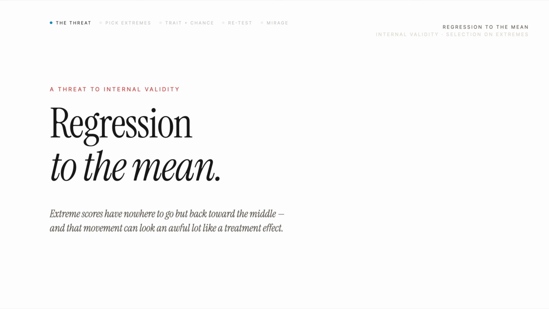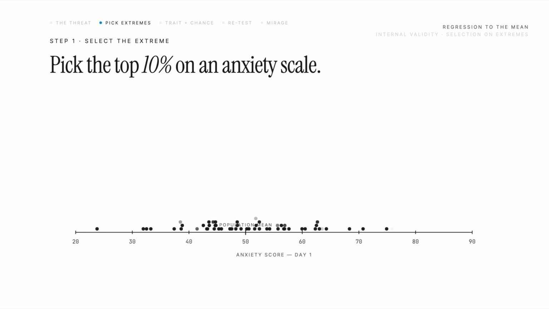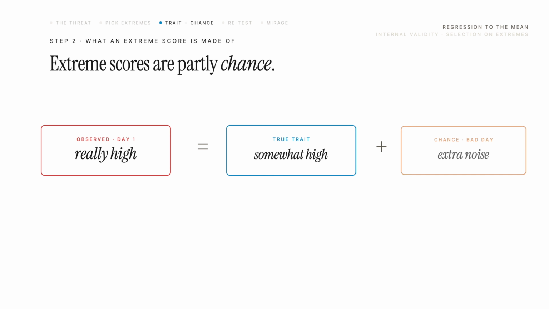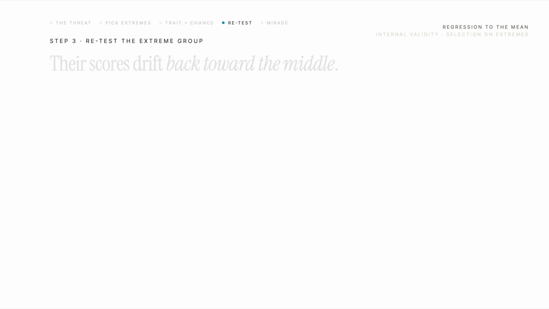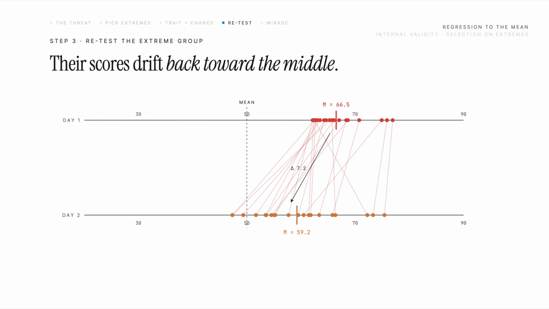A fourth threat is regression to the mean. If you select people who score extremely high or extremely low on a measure, say the top 10% on an anxiety scale, and then retest them after a treatment, their scores will probably move toward the average. Not because of your treatment, but because extreme scores are partly chance. On the day you first measured them, they happen to be at their worst. When you measure again, that chance variation is less likely to push them to the same extreme, so they look like they improved even with a placebo.